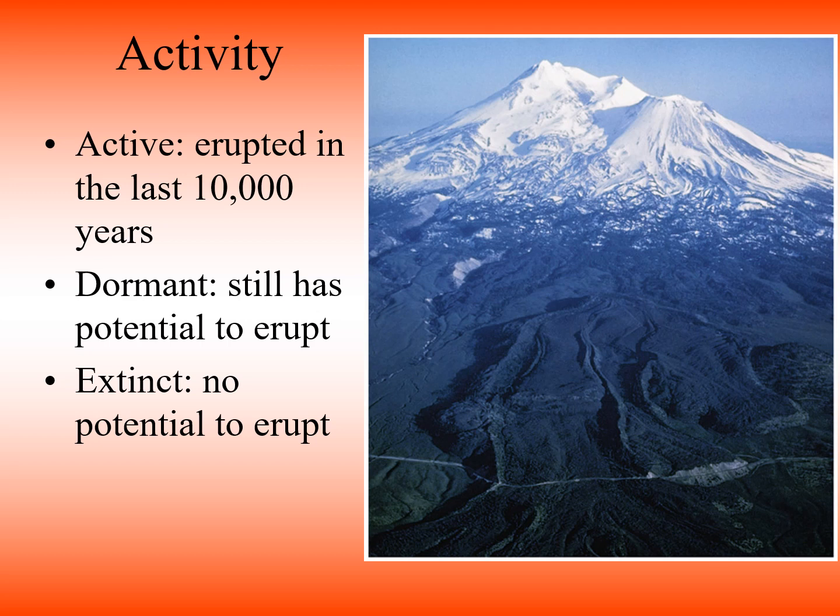So activity. We have three names for the state of a volcano based on when it last erupted. An active volcano erupted in the last 10,000 years. So a volcano that erupted 9,000 years ago is still considered geologically active. Then a dormant volcano still has the potential to erupt, but it hasn't erupted in the last 10,000 years. But the magma chamber is still active. There's still vents. It takes a long time for stuff to reach the surface. And then we have extinct, so no longer a potential for eruption.